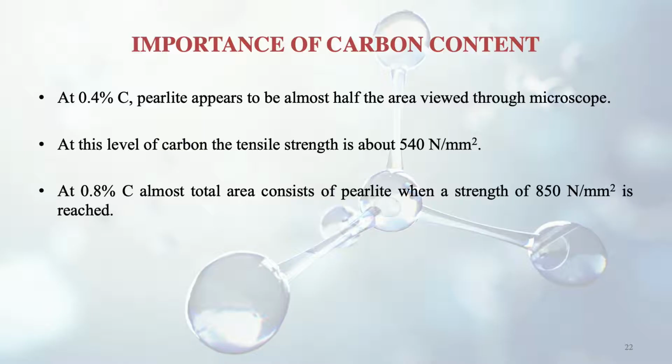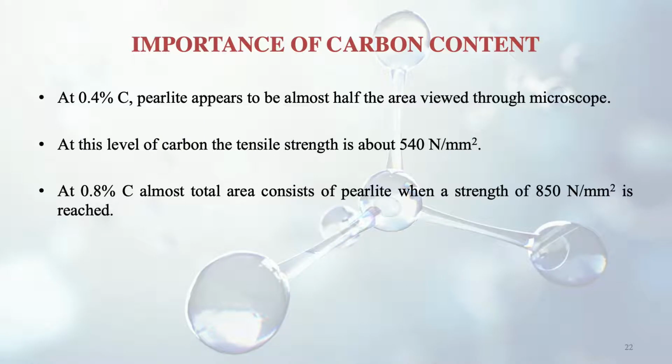So it's in between, like we discussed earlier. The ferrite one was around 250, and the other one was around 800. So it's a middle one, 540 Newton per millimeter square. At 0.8% carbon, almost the total area consists of perlite. So like discussed earlier, at 0.8% it is only perlite. So it has a strength of 850 Newton per millimeter square.